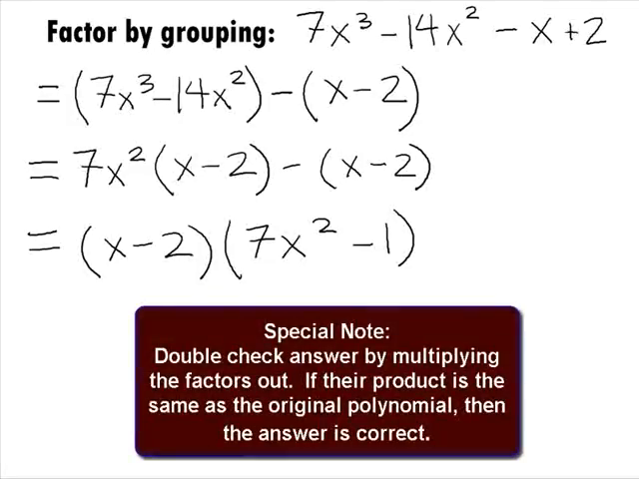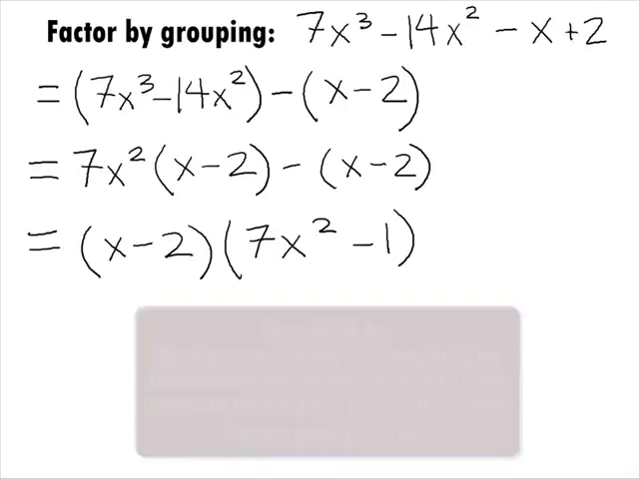We can always double check ourselves on factoring problems by multiplying out the factors that we have. If they multiply to be the original polynomial, then we have the right factors. If they don't, we need to go back and try factoring the problem again. Note that if we multiplied our answer out, we would get the original polynomial.